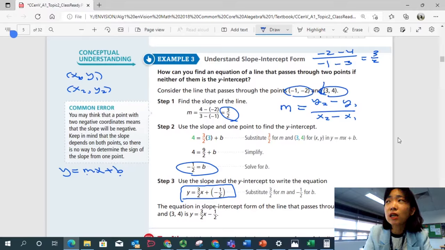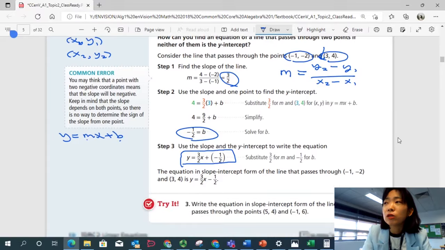Okay, it looks like it's a lot of steps, but you already know how to write the slope-intercept form. Just make sure that you have enough information to figure out the slope, which means you just need 2 points, and the y-intercept, which means you need the slope and 1 point. Okay? Now it's your turn.